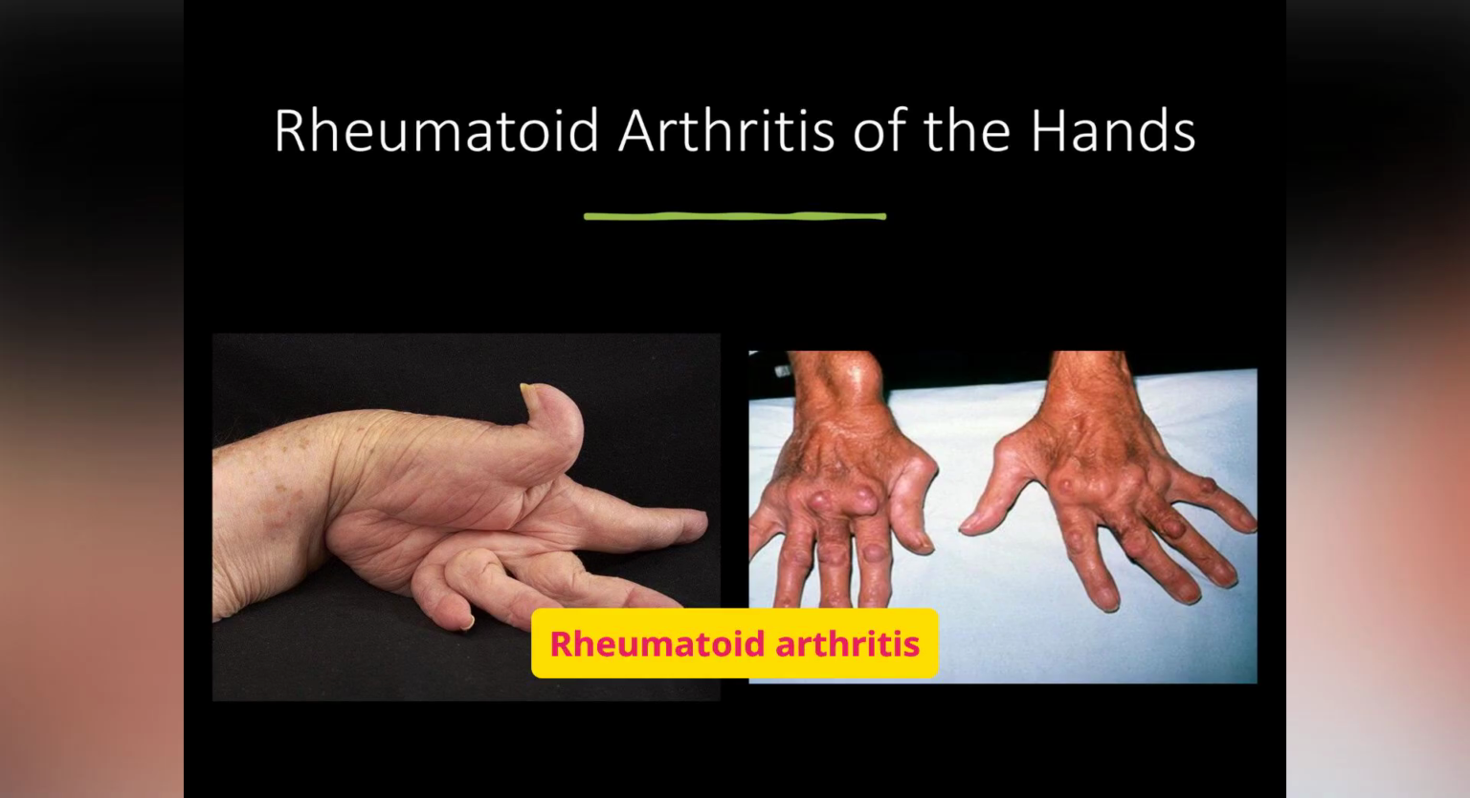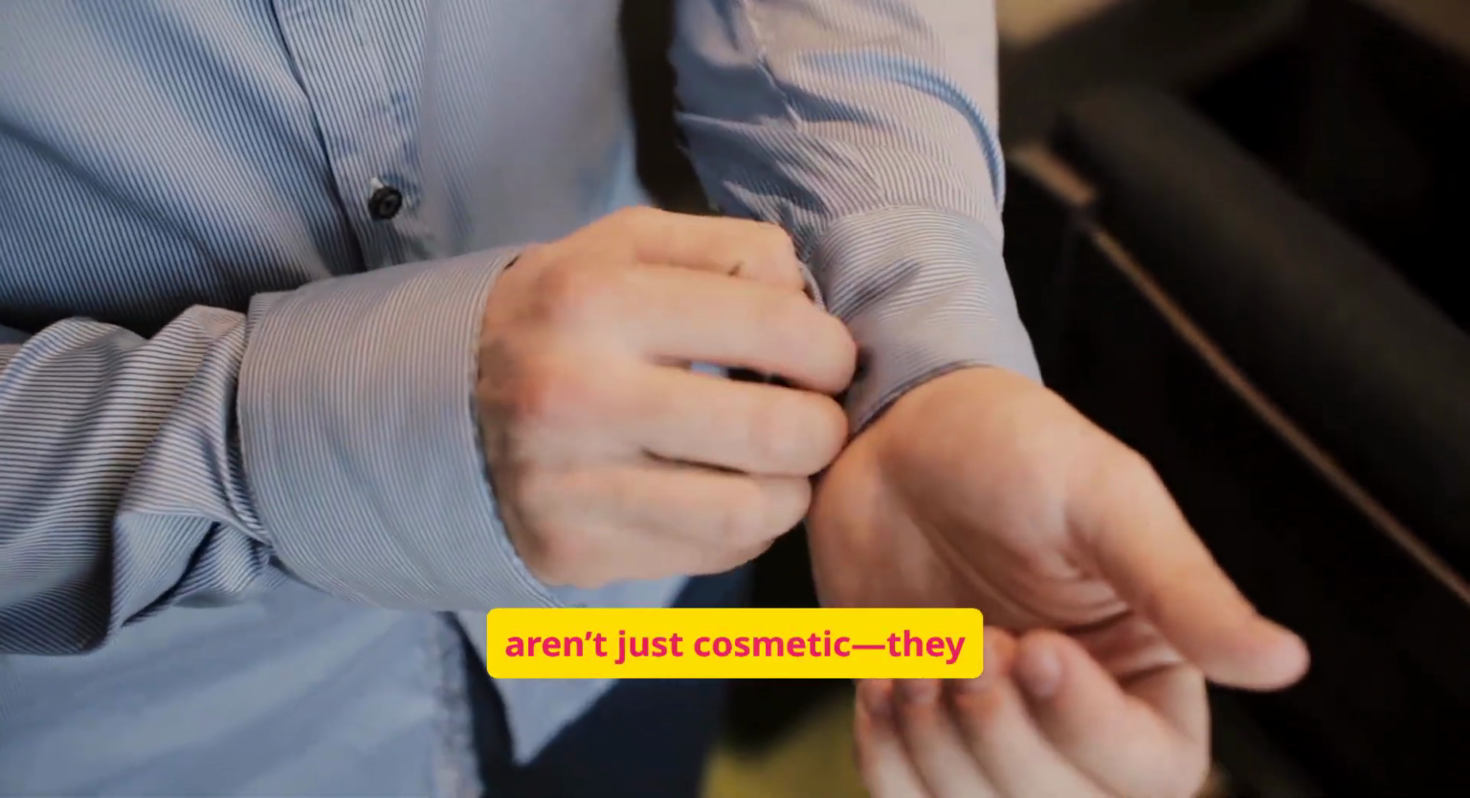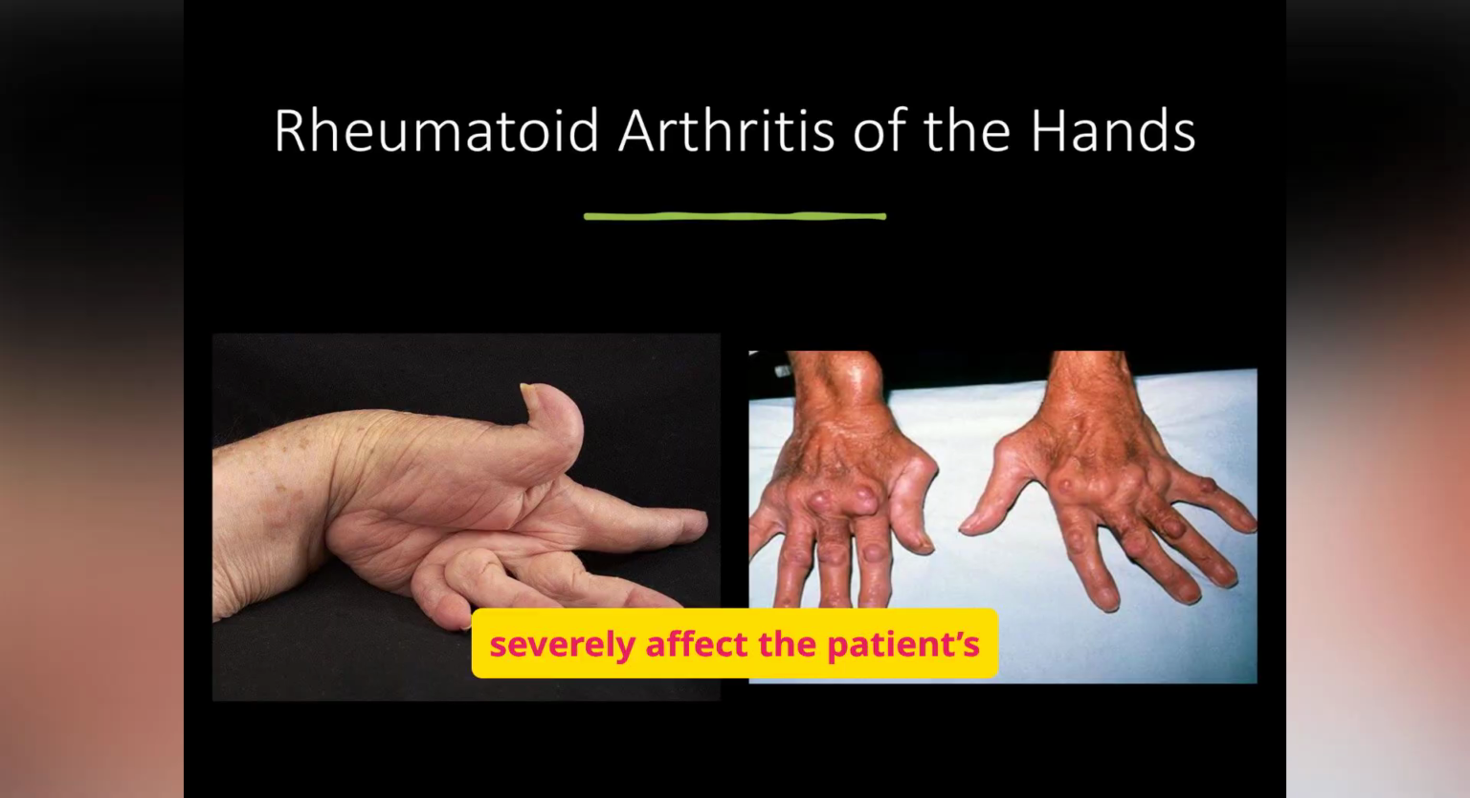Rheumatoid arthritis can cause significant deformities in the hands, including bent and deformed fingers, visible nodules, and joint swelling. These changes aren't just cosmetic, they severely affect the patient's ability to perform daily tasks like buttoning a shirt or gripping a pen. Nodules can also be painful or get infected. Nurses should assess function and pain regularly to guide rehab and therapy needs.